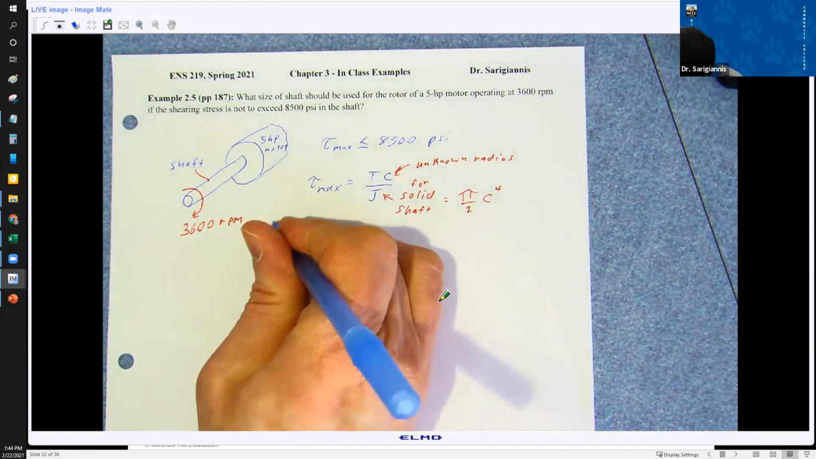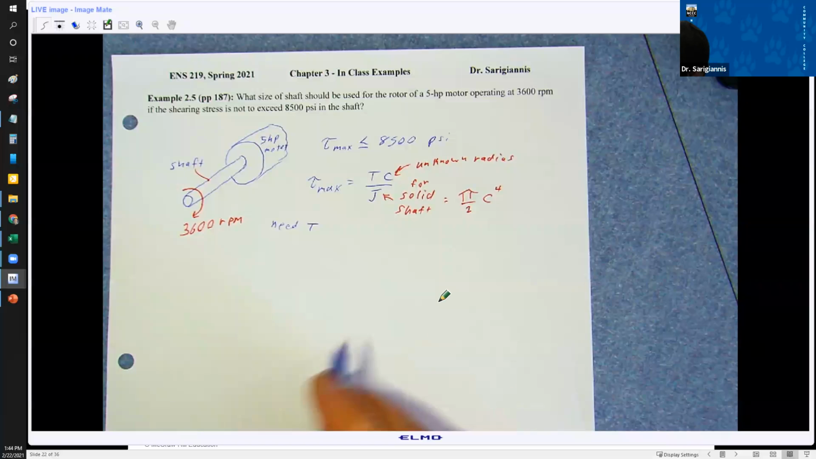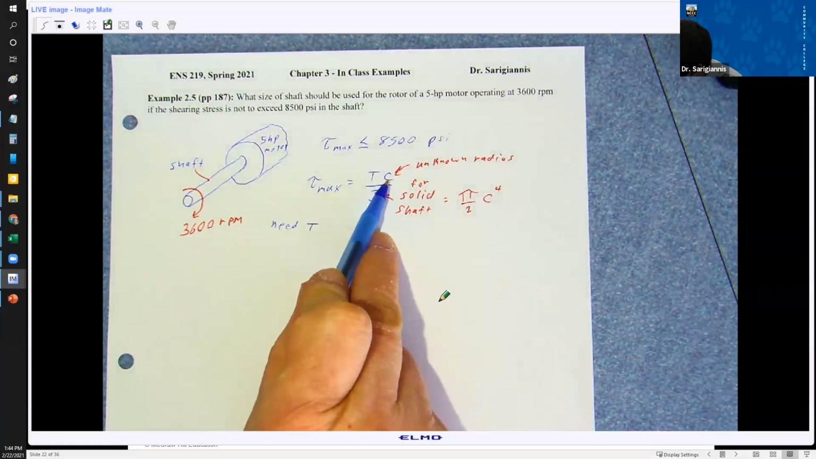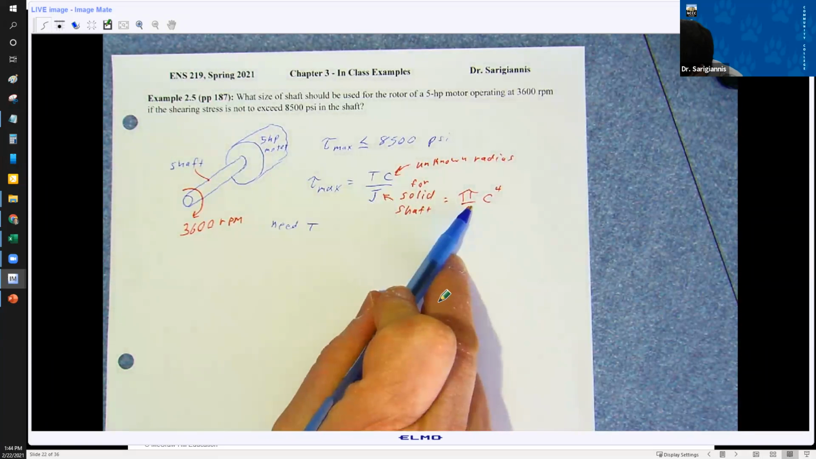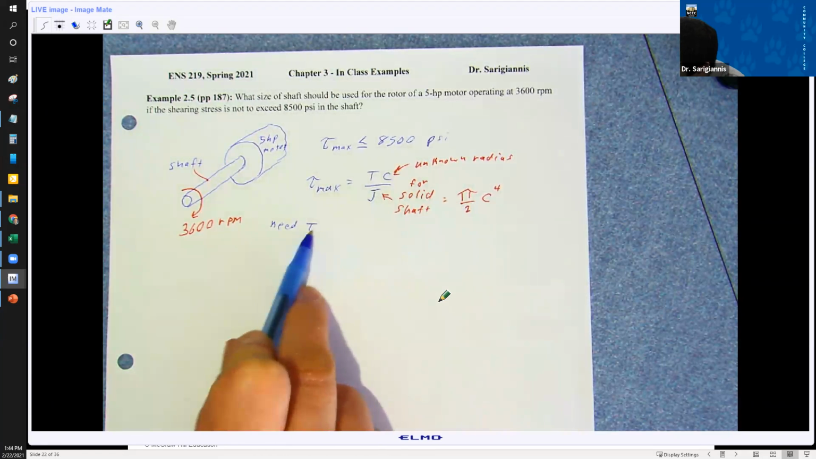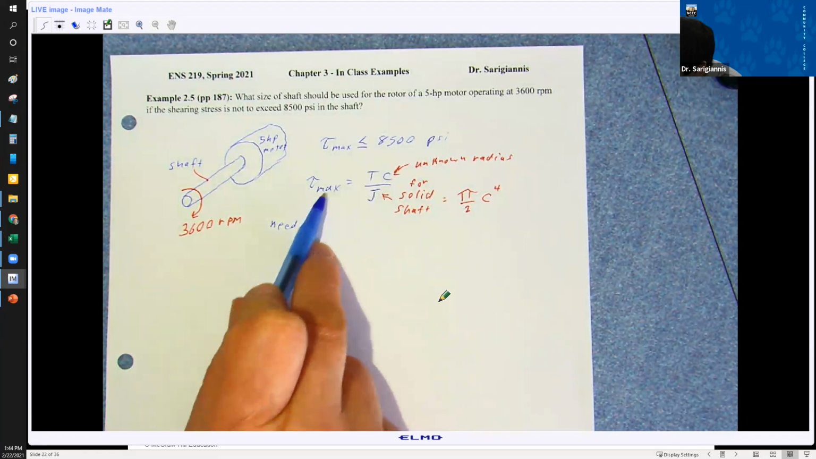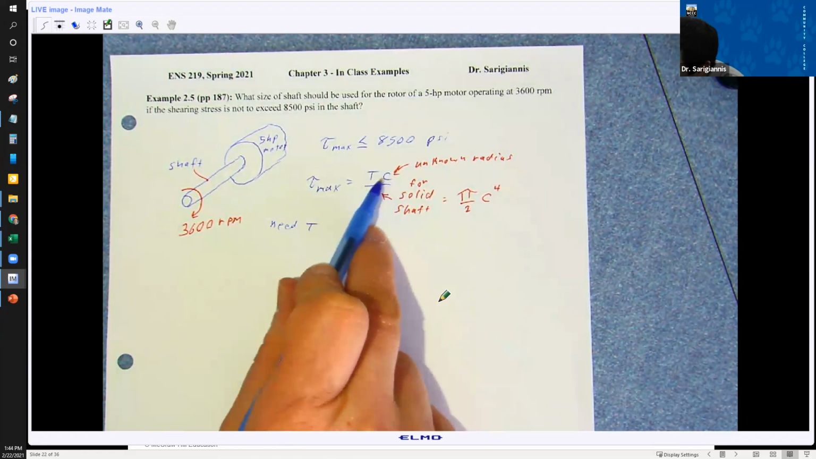So we need T. We're looking for this. We can calculate this. This is going to be part of C. We need to find torque, plug this in there. So then we can find what C is from this.